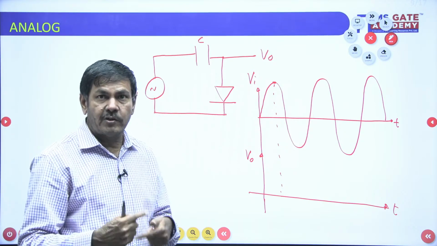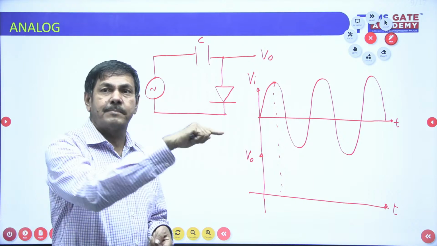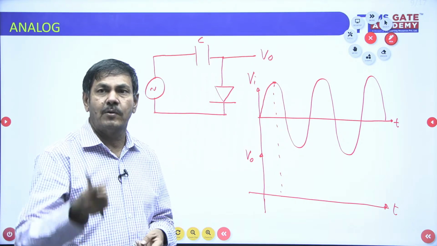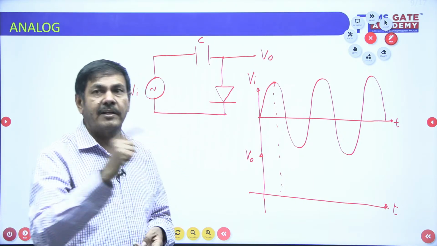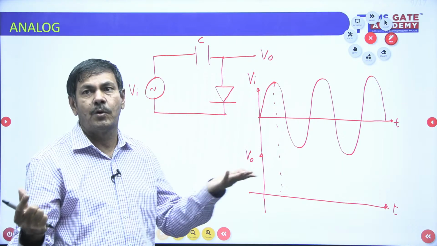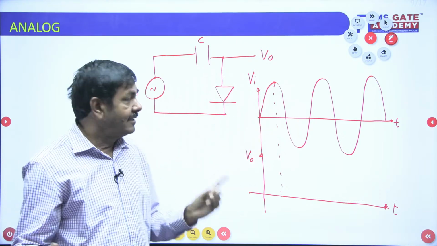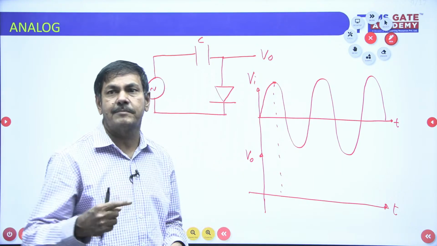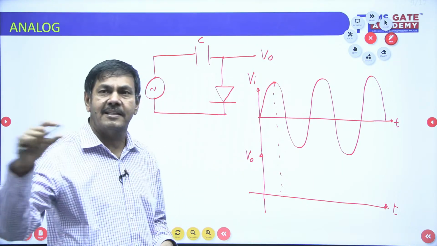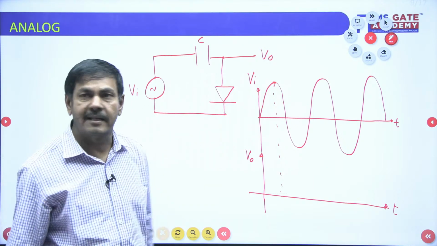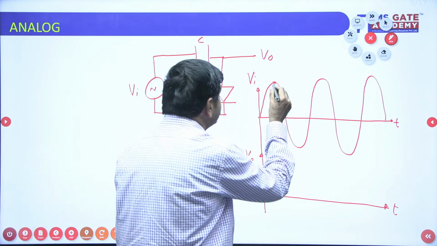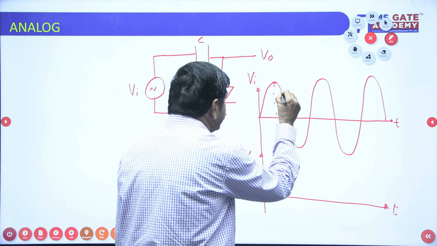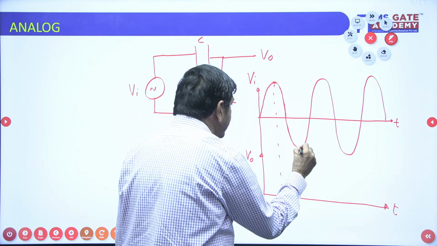Next point, the diode must be reverse biased in the second case. When the diode is reverse biased, then I can determine V0, because we already know the capacitor voltage. That is why first the diode must be forward biased, next it must be reverse biased. Based upon that concept only, the clamping work is done. Here, the shifting will be done, I said already, from this point to this point.